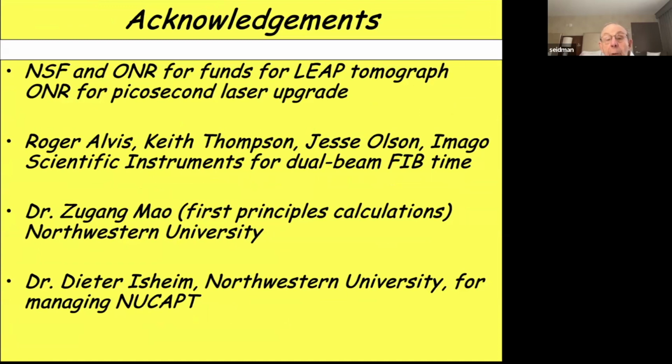The NSF and ONR for funds for the LEAP tomograph, ONR for the picosecond laser upgrade, and then the people at the company that was called Imago Scientific, and now it's called Cameca. And then Dr. Zhugang Mao, he did some first principles calculations for us at Northwestern. And Dieter Isheim, he manages NUCAPT. He's worked with me for 25 years. Okay, so I know him very well. I think that brings me right to half past.